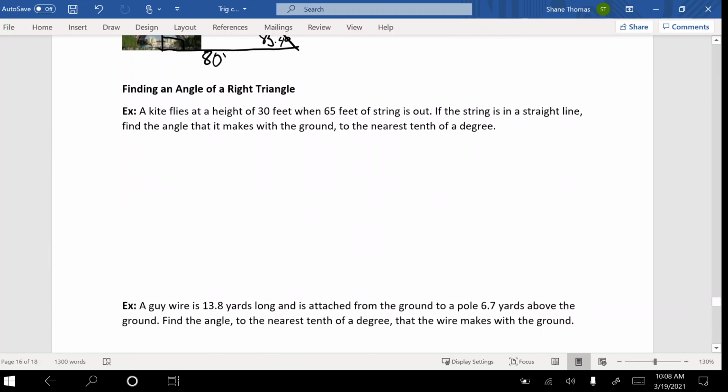All right. Let's move on now. Finding the angle of a right triangle. So in the first two, we found a missing side. Now we're going to find a missing angle. This is going to bring in what we did yesterday with the inverse trig functions.